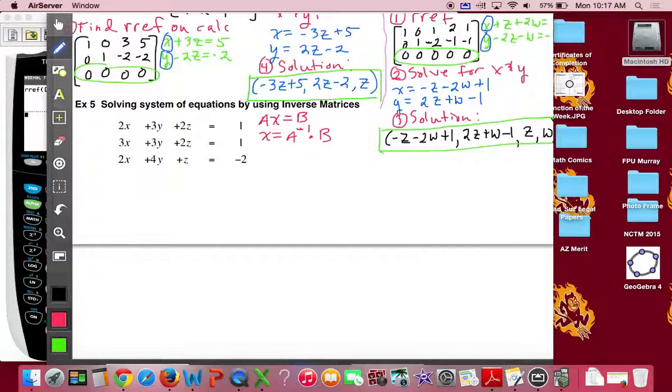Well, what is matrix A and what is matrix B? Well, our matrix A is going to be this matrix right here, this 3 by 3 matrix, but without the X, Y's, and Z's.